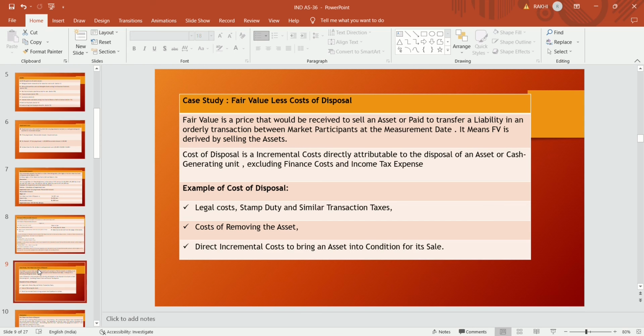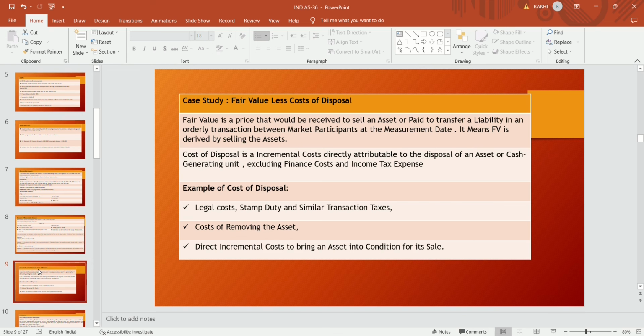Fair value is the price that would be received to sell an asset or paid to transfer a liability in an orderly transaction between market participants. The word market participant is important because the fair value is the price which we will receive from selling the asset in the market. If we are going to sell that asset in the market, what price will we get, what was the price in the market if we sell that asset at a measurement date in an orderly manner. So that is the fair value.